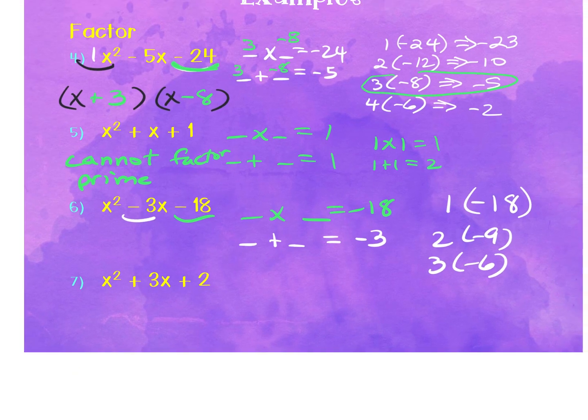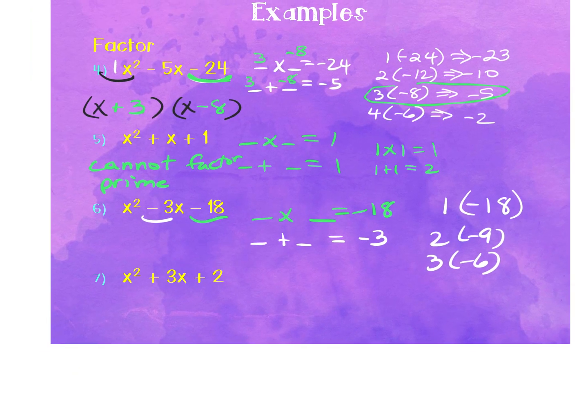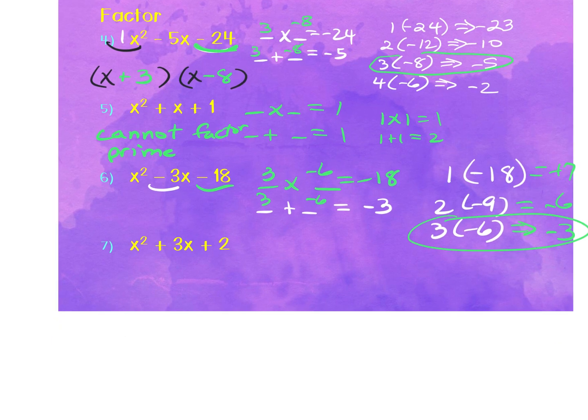And now I'm going to add them to see which one will give me a negative 3. So once I add these, it's going to be the last one, because this gives me negative 17. So it's the last one, the positive 3 and the negative 6. So again, I'll set up my binomials. I get an x and an x, and then in it, place those two factors, positive 3, negative 6. And again, the order doesn't matter.